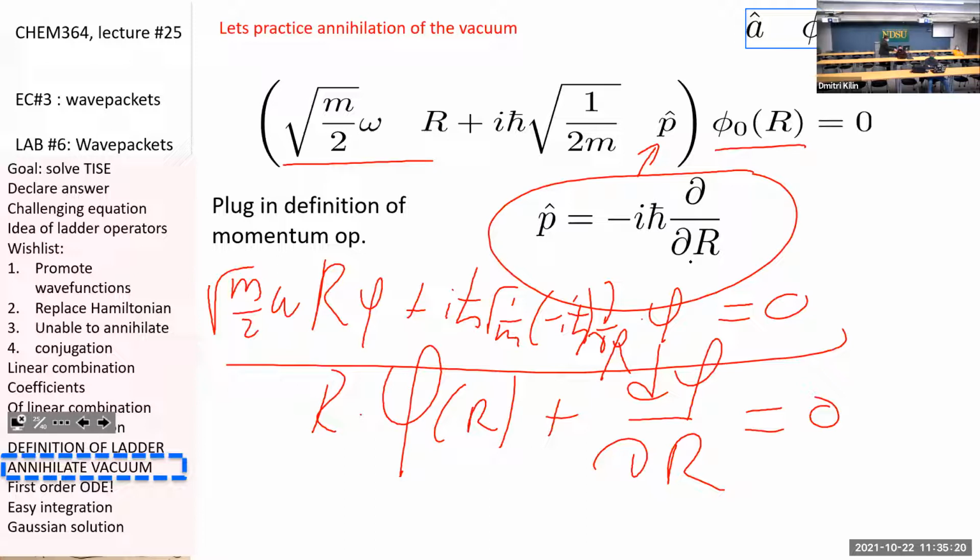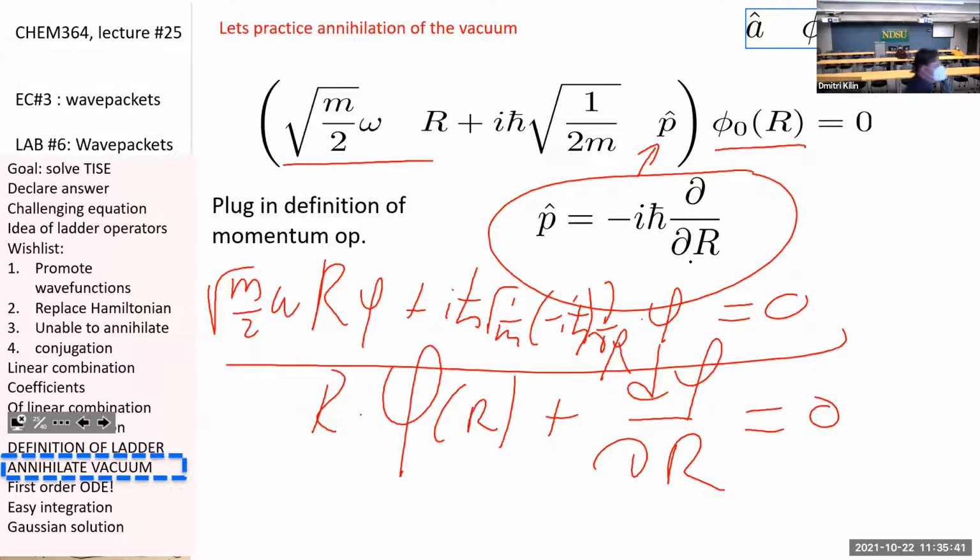Could you separate the variables? So put the psi function on the right hand side. Yes, it is. Yeah, thank you, Wyatt. It is a very healthy direction of thought.